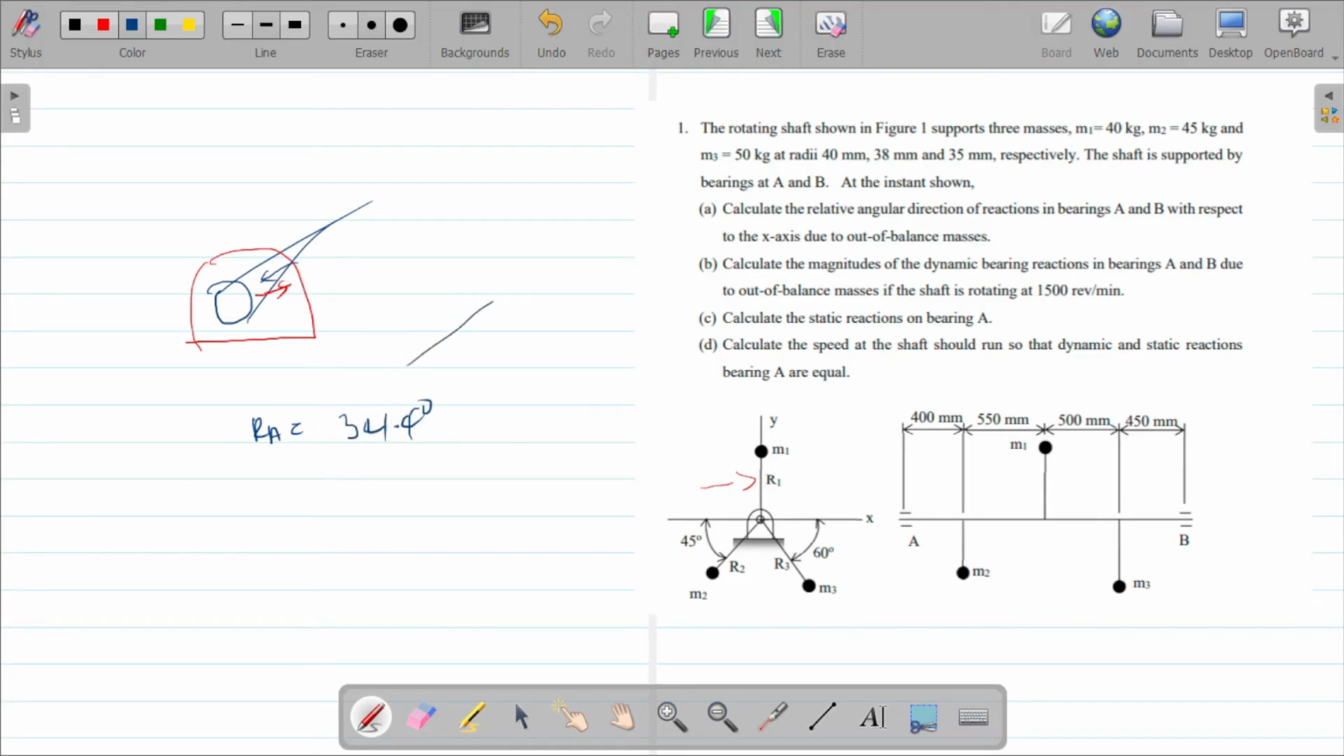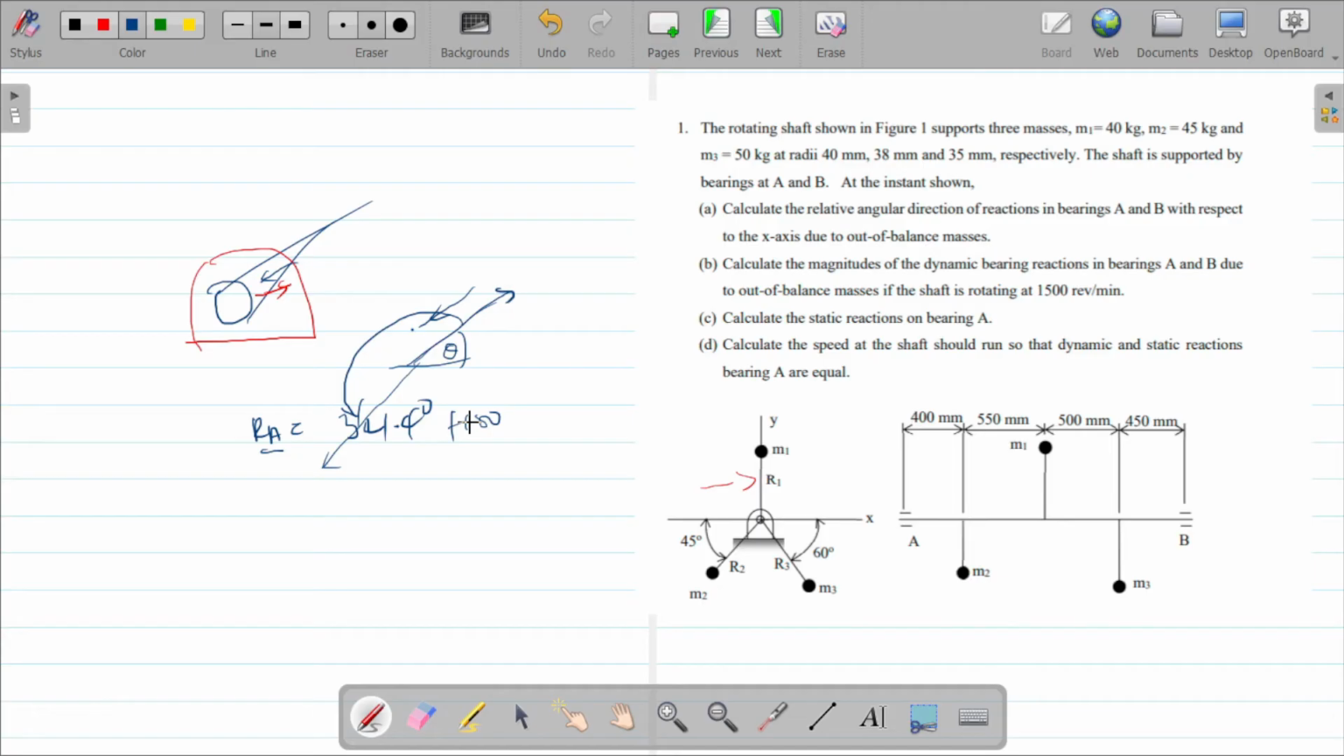So this means the force is coming from this direction. The force from the shaft is in this direction. So the one from the bearing on the shaft will be the same force in opposite direction. Since this is less than 180, we add 180 to it to get it from here to here. So it will be the same RA, but the angle will be plus 180.